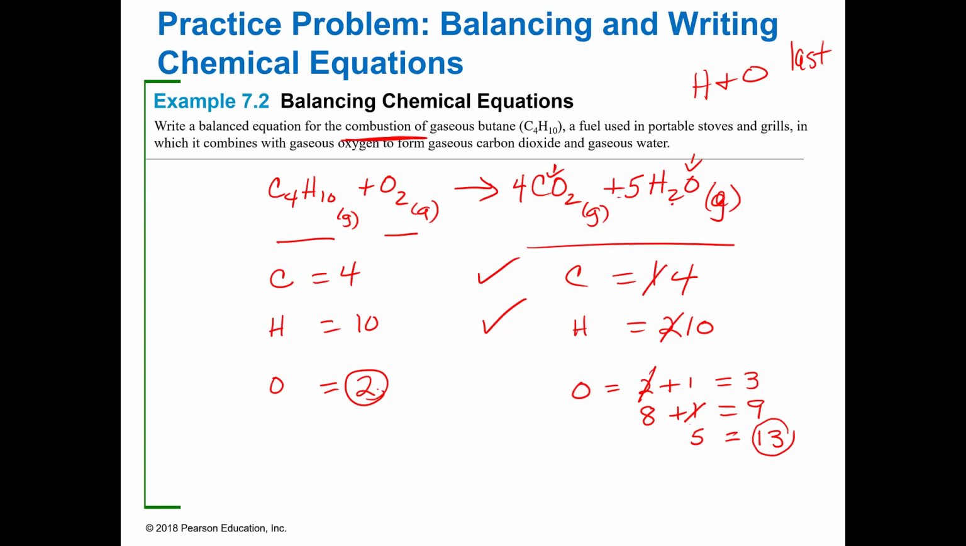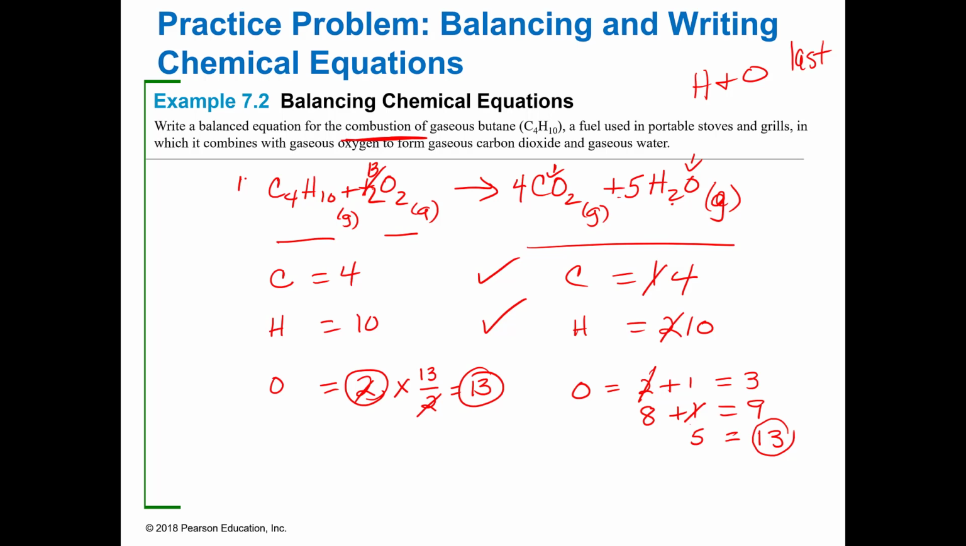So the easiest thing to do is if I multiply 2 times 13 over 2, that cancels. That would give me 13 and that would balance. So if I do 13 over 2 O2s, that gives me 13. That balances me. The problem is I don't really like to have non-whole numbers.